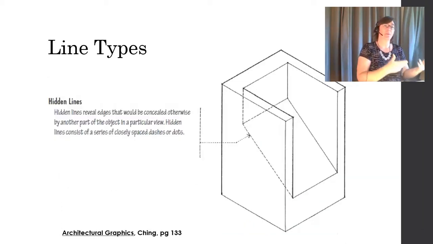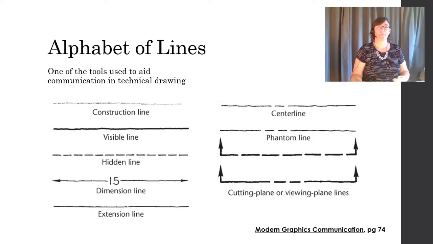Another type of lines that you're going to use in this class is called hidden lines. Hidden lines are used to reveal the edges that are actually concealed from view. They're behind something, right? And we draw them as some closely spaced dashes. There's actually many different types of lines that you will use as an architect to help aid in communication in your technical drawing. In this graphics and sketching class, we're mostly just going to use the first couple.